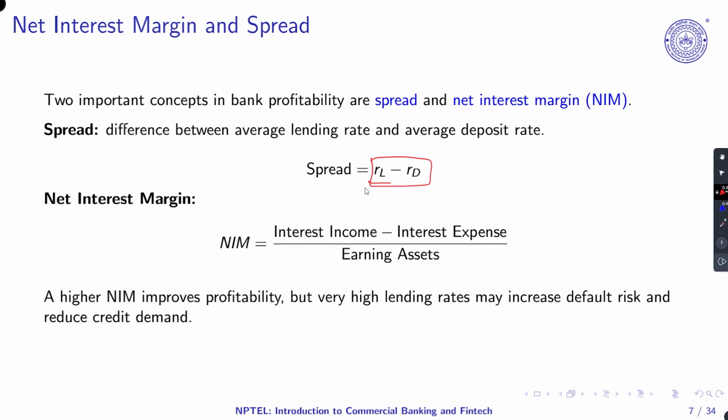If the spread is larger, the bank is making more money, and if the spread is lower, it means that the bank is really working on a tight floor or corridor. So net interest margin is interest income minus interest expense upon earning assets. A higher net interest margin improves profitability, but very high lending rates may increase default risk and reduce credit demand. So this is what we found.